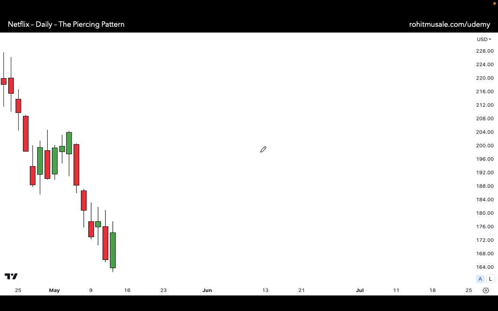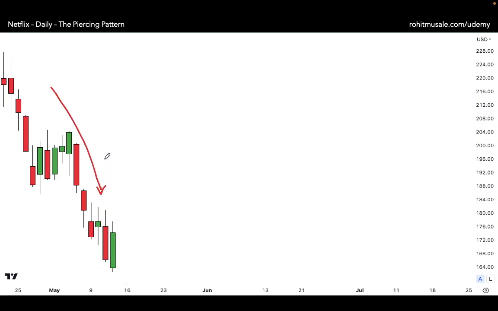In this video, we will look at the piercing pattern. So this is a daily time frame chart of Netflix. You look at these two candles, that's a piercing pattern. What are the conditions for a piercing pattern?